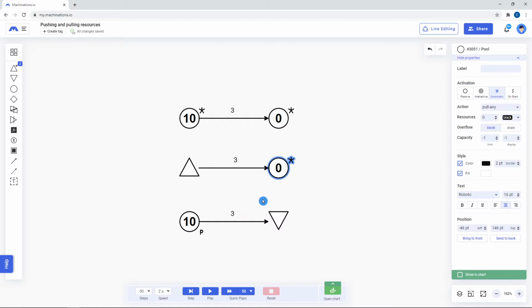Pull all nodes only pull when the amount specified on the resource connection is available. This is useful when you need a specified amount of resources for a certain action and ensures that that action only occurs when the necessary resources are available. Pull all has no effect on sources as sources store an infinite amount of resources.